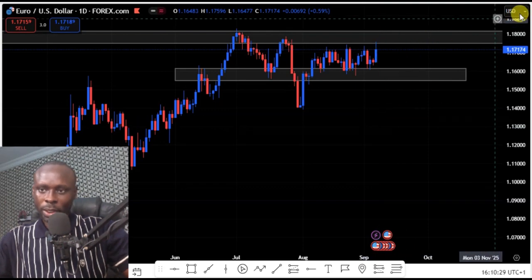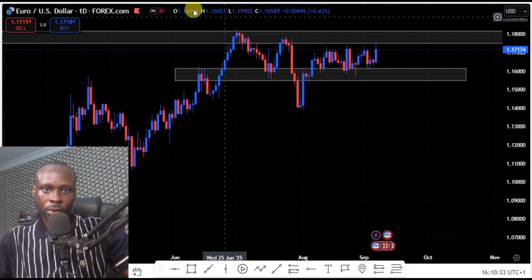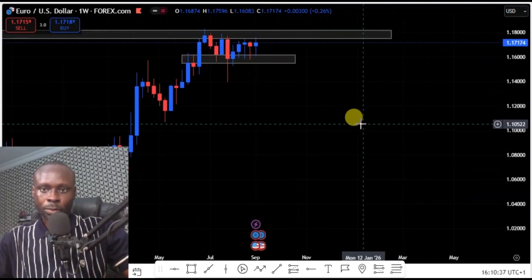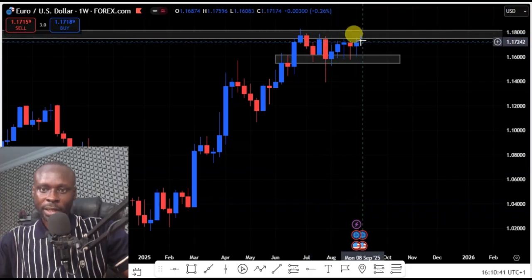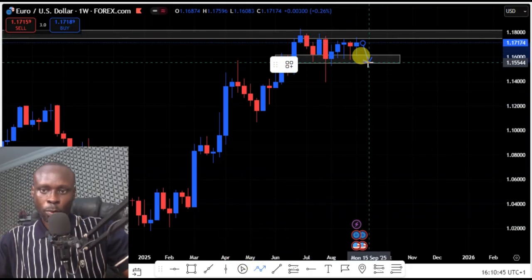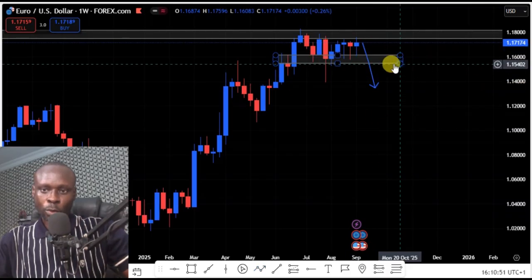So let's look at the weekly chart of the EURUSD. On the EURUSD, price rejected from this weekly resistance level, which indicates a reversal of trend back to this weekly support level. So if price can break this support level, we expect more push for EURUSD to the downside. So let's go back to our daily chart.